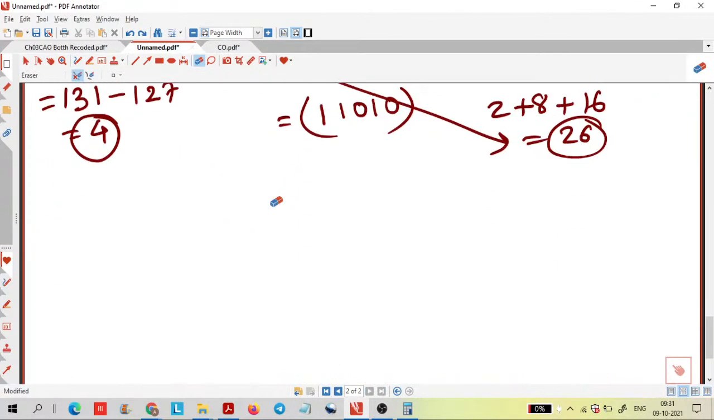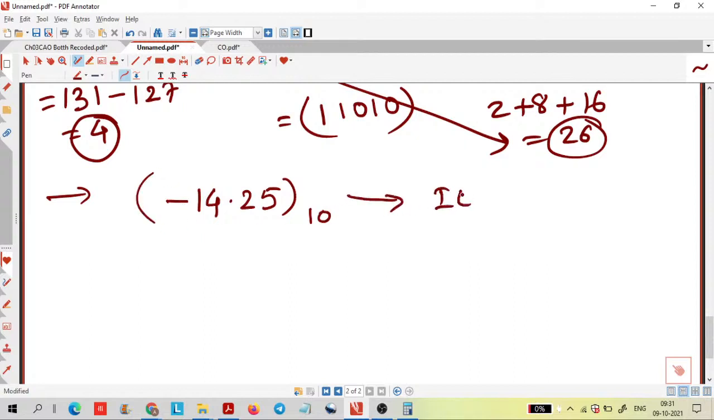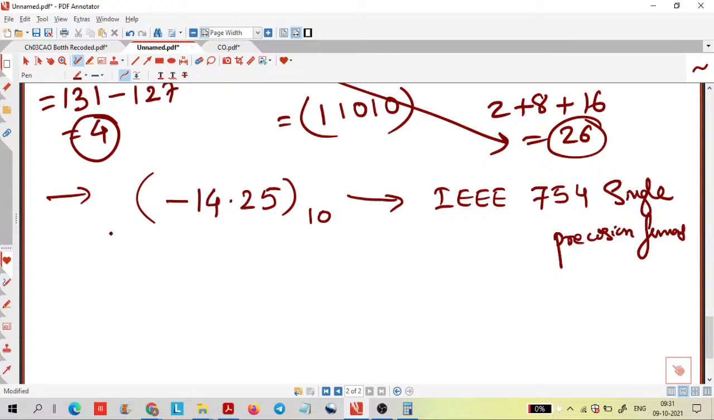You should know how to, normally in the theory section, like I discussed about minus 14.25: convert this number to IEEE 754 single precision format. So we will convert it and represent it in a 32-bit form. We represent it in a 32-bit format.